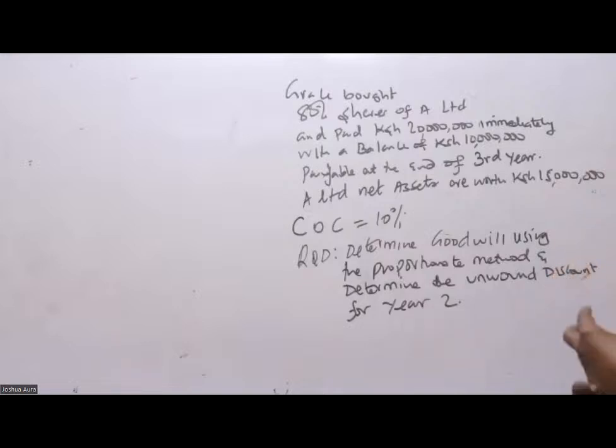A Limited's net assets are worth Kenya shillings 15 million, and they have given us the cost of capital, COC, which is 10%. So determine goodwill using the proportionate method and determine the unwound discount for year number two.